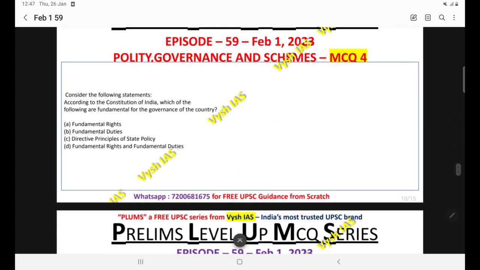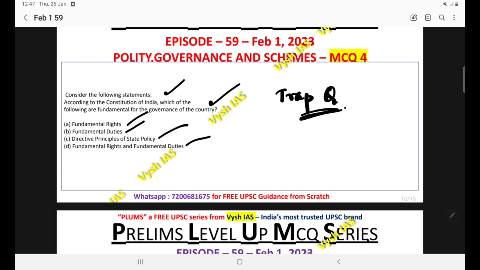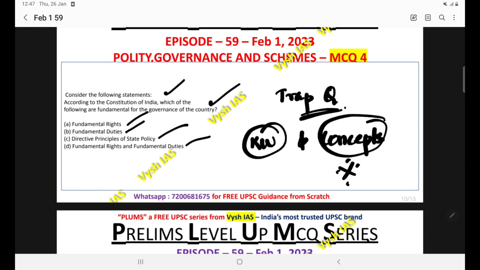According to the Constitution of India, which of the following are fundamental for the governance of the country? And four options are given: fundamental rights, fundamental duties, directive principles of state policy, fundamental rights and fundamental duties. Many candidates have committed mistakes in this question. Whenever you are learning polity, keywords are as important as the concepts. Concept clarity is the first thing and keywords is the second thing. You have to be very clear on both.